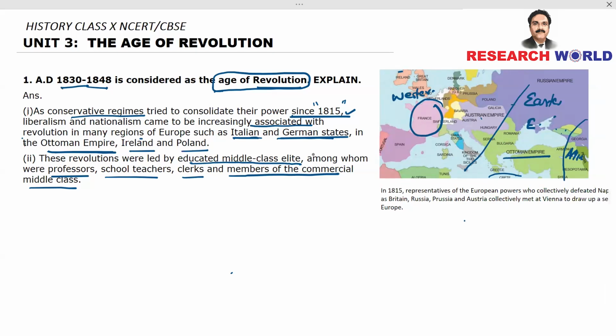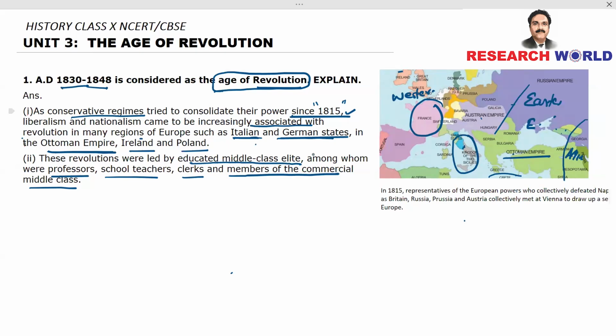So many provinces in the Ottoman Empire were sympathetic about these revolutionary ideas, and so was Italy at that point of time. It was not Italy, it was the Kingdom of Two Sicilies and some small states. This later became Italy.